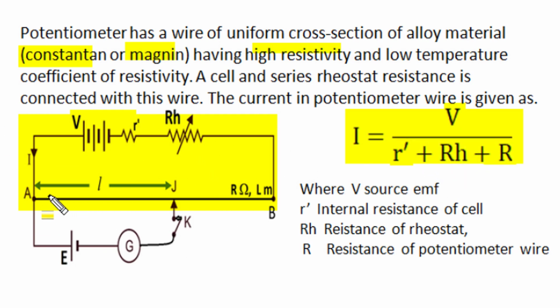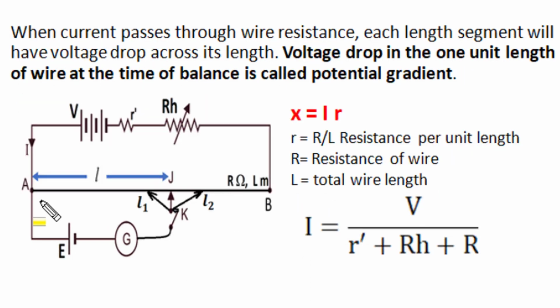Now the flow of current in this wire generates a uniform voltage drop along the wire length. The entire wire AB has homogeneous wire material of uniform resistivity, and all through the length it has uniform cross section area. If its length L has resistance R, then the resistance per unit length is denoted by small r, and it is constant everywhere over the length.